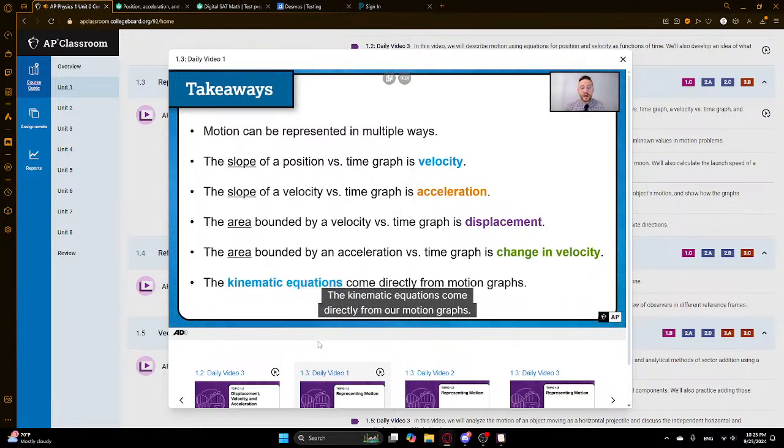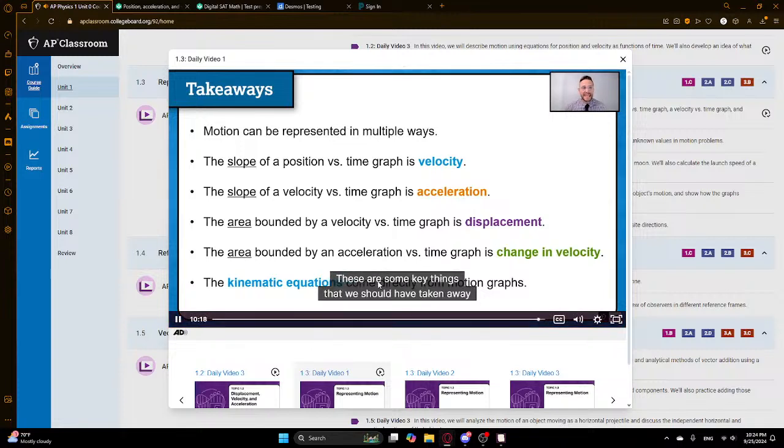The kinematic equations come directly from our motion graphs. These are some key things that we should have taken away from this video.